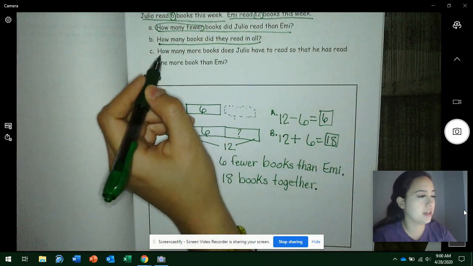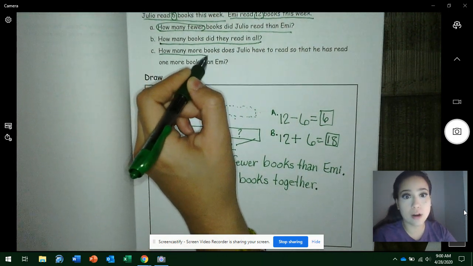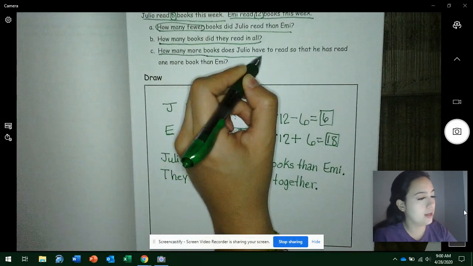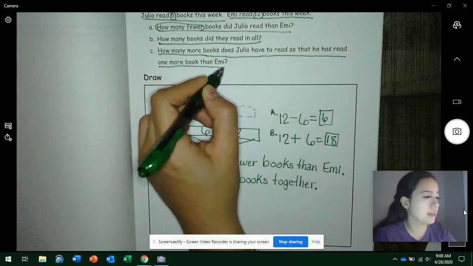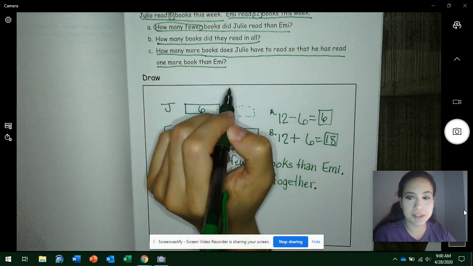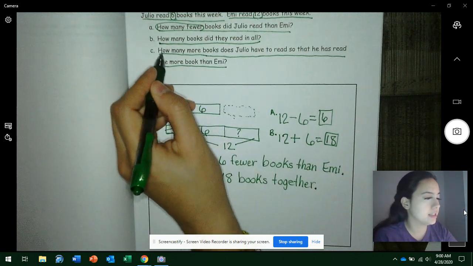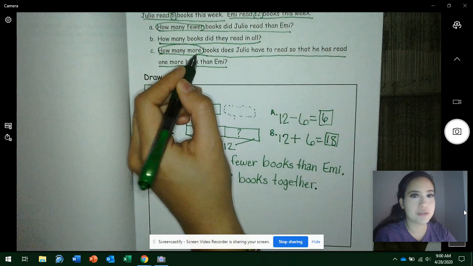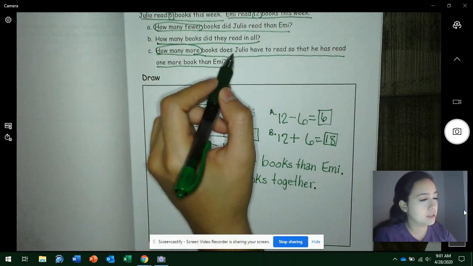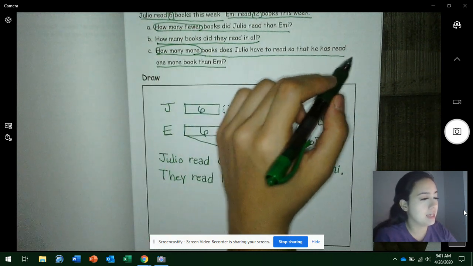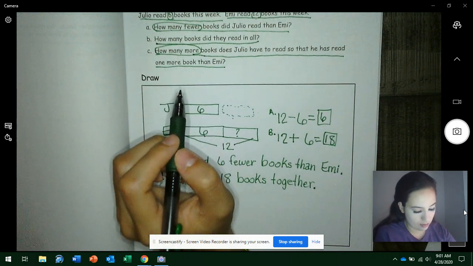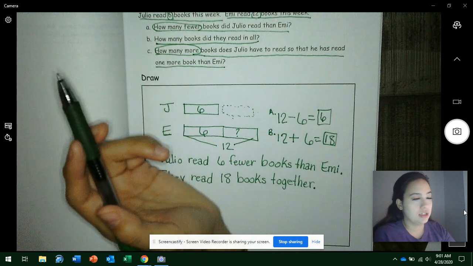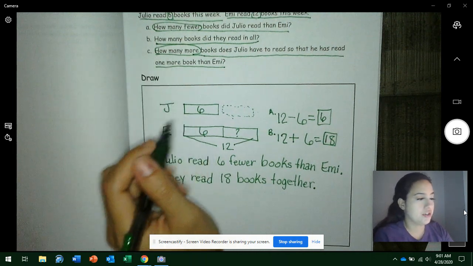Let's read and underline. How many more books does Julio have to read so that he has read one more book than Emmy? This is a little bit tricky, right? So it just says, how many more, which means we're comparing. Books does Julio have to read so that he has read one more book than Emmy? Well, you already have it in your picture.